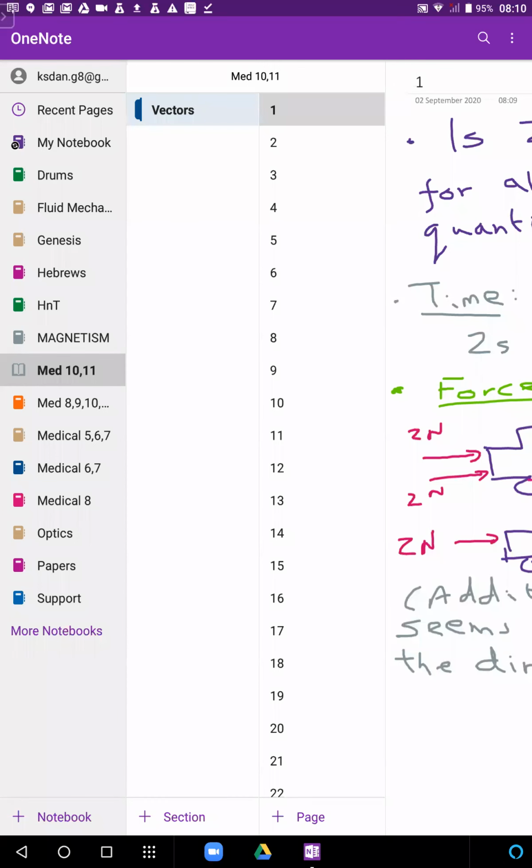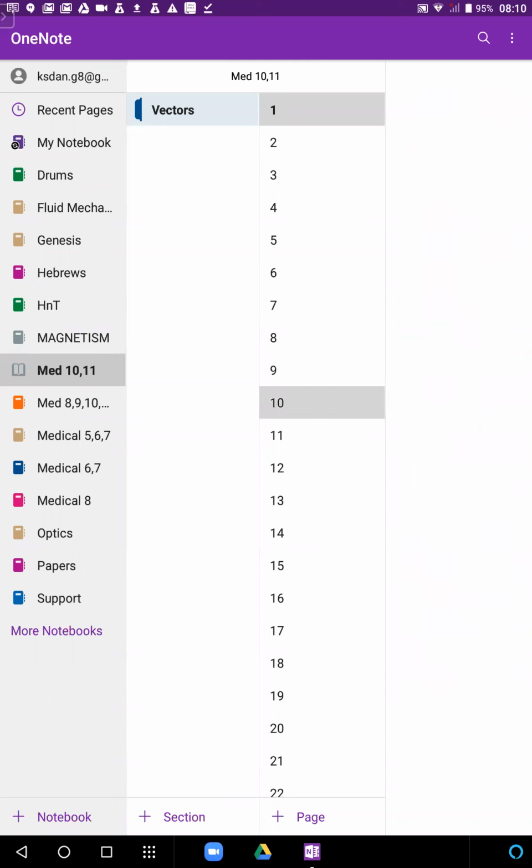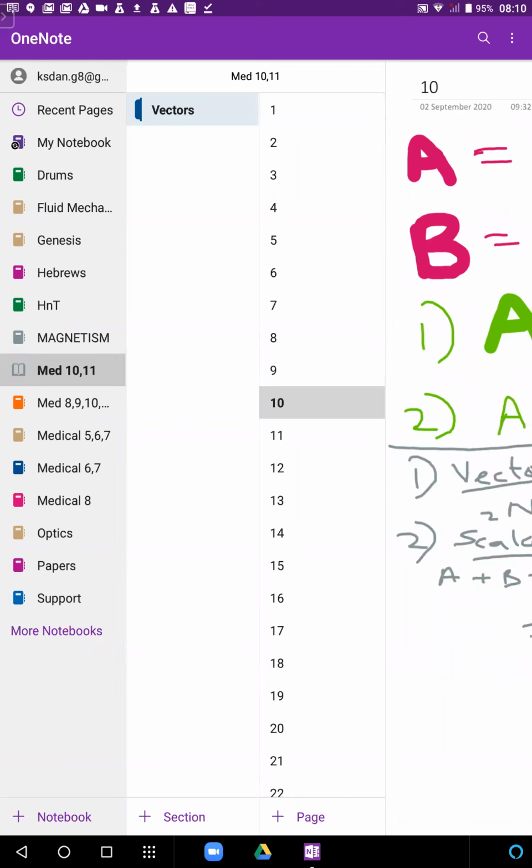Vectors lecture 1. I'm sure you have understood where to find it. If you haven't, please ask me again after class. I'll show you where we can find it. And we essentially covered the first 10 pages in the previous class.